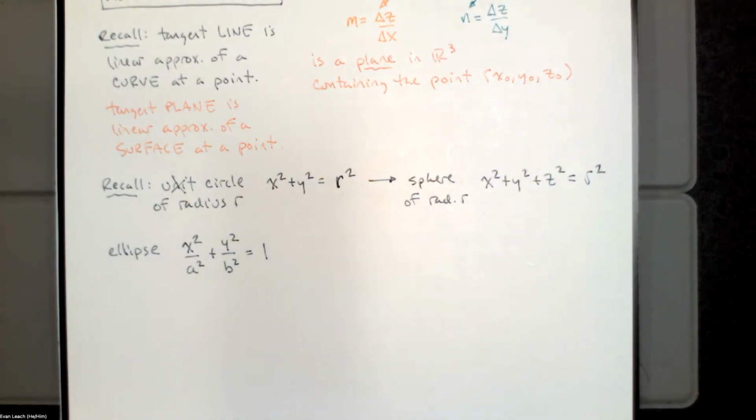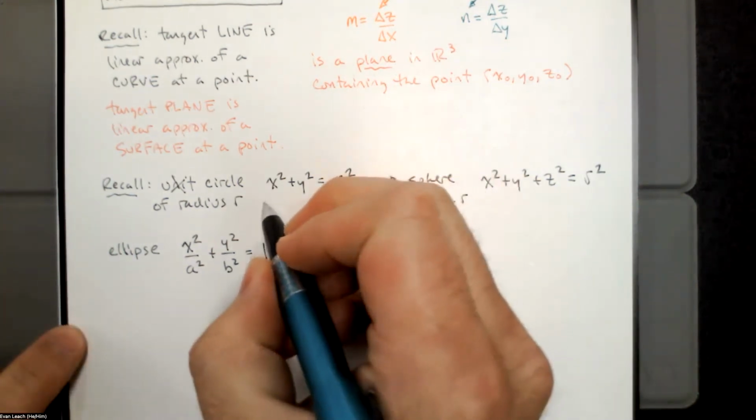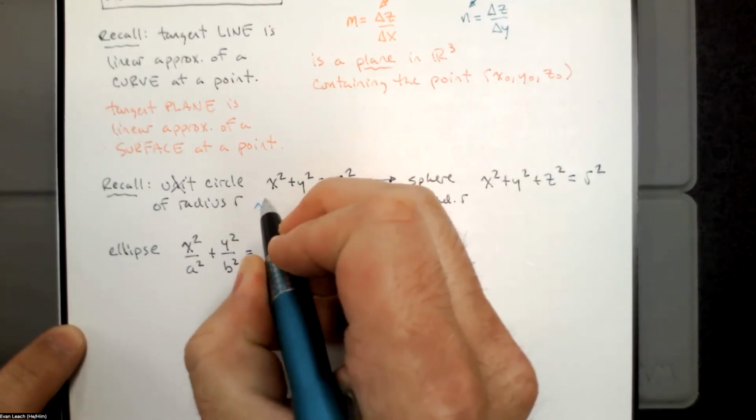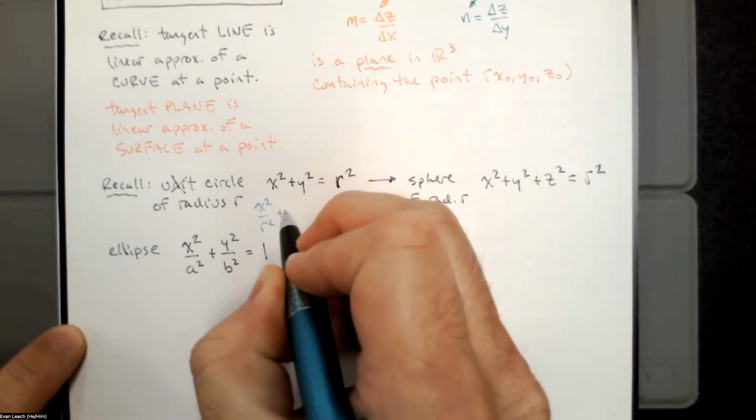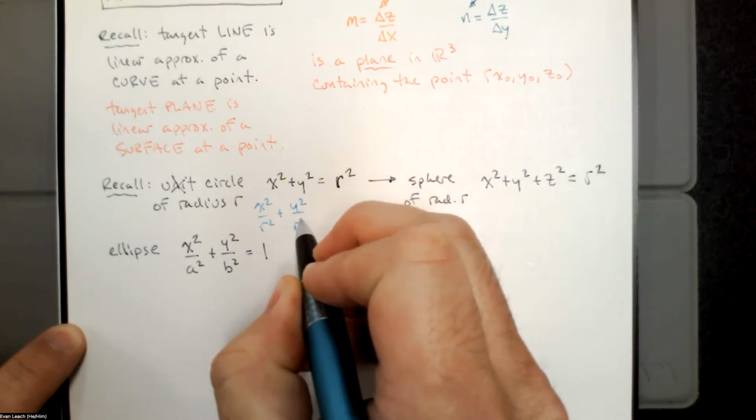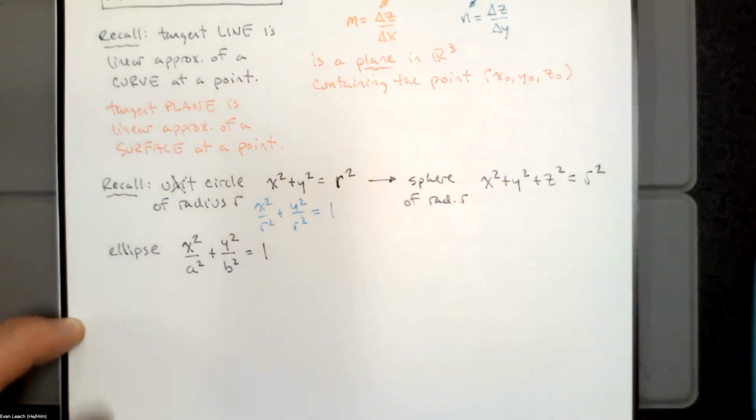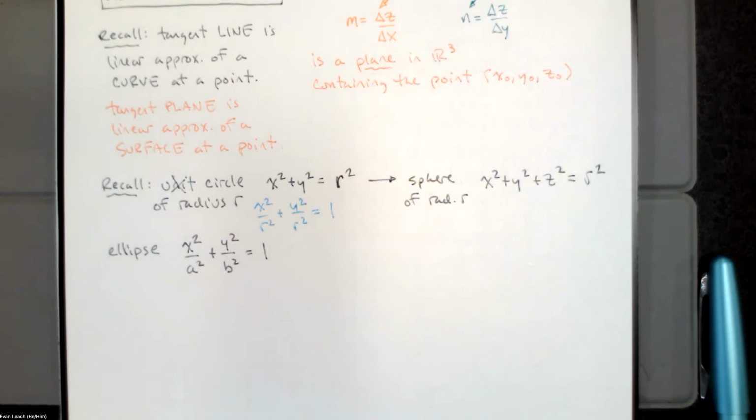We usually do circle first and ellipse second, but it'd make more sense to do ellipse first and say, hey, circle is just an ellipse where a and b are the same. If I can rewrite my equation of a circle as x squared over r squared plus y squared over r squared equals 1, so it's just an ellipse where a and b are the same.